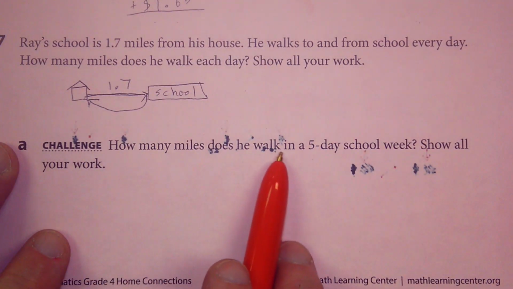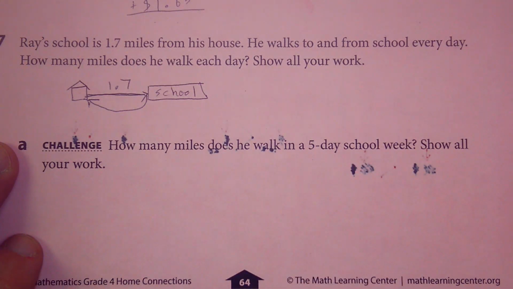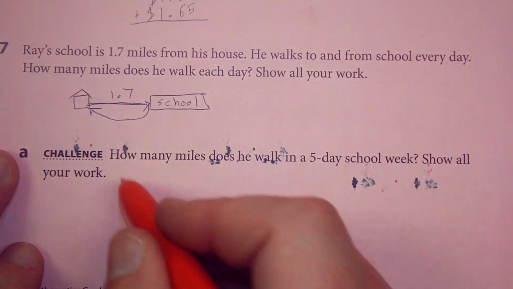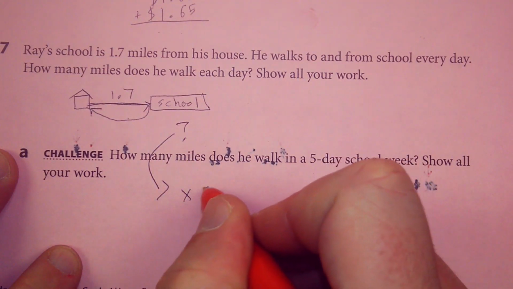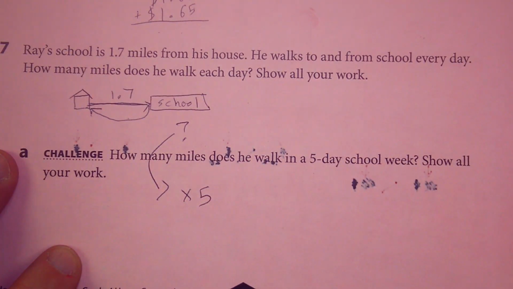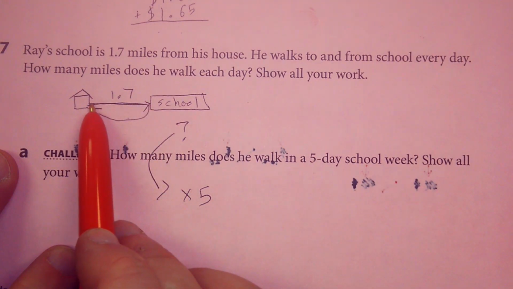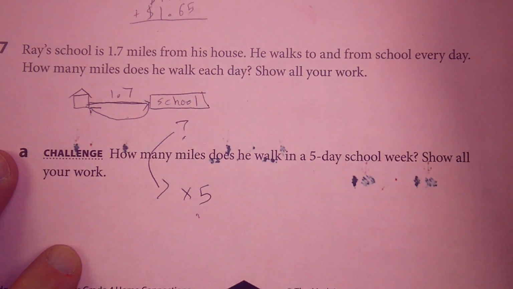How many miles does he walk in a 5-day school week? Well, if you figure out the answer to this problem, whatever this answer is, you're going to take it times 5, aren't you? Because there are 5 days in a week. He's going to walk 1.7 forward, 1.7 back, and then he's going to do that 5 total times. So that's going to be your work here. Add it as accurately as you possibly can.